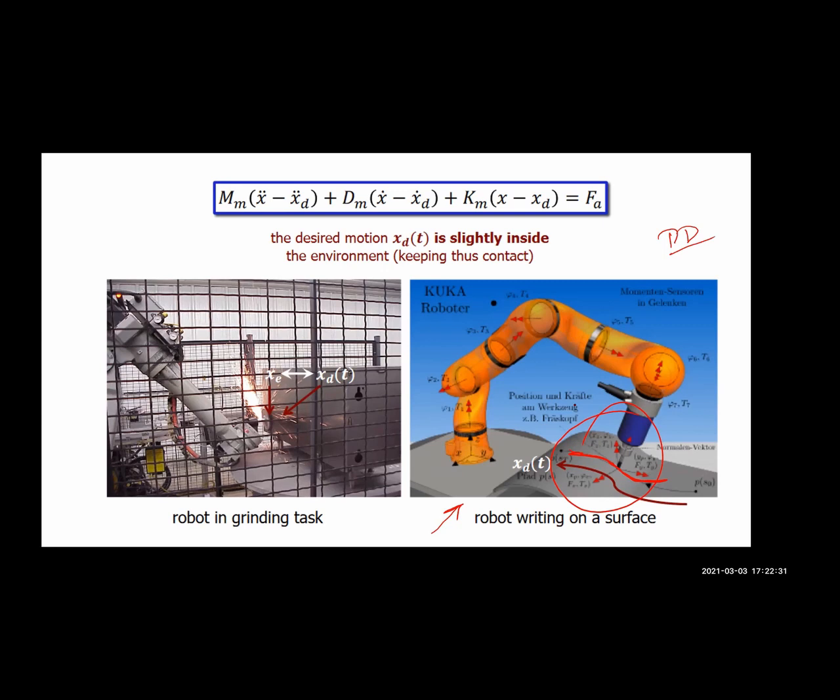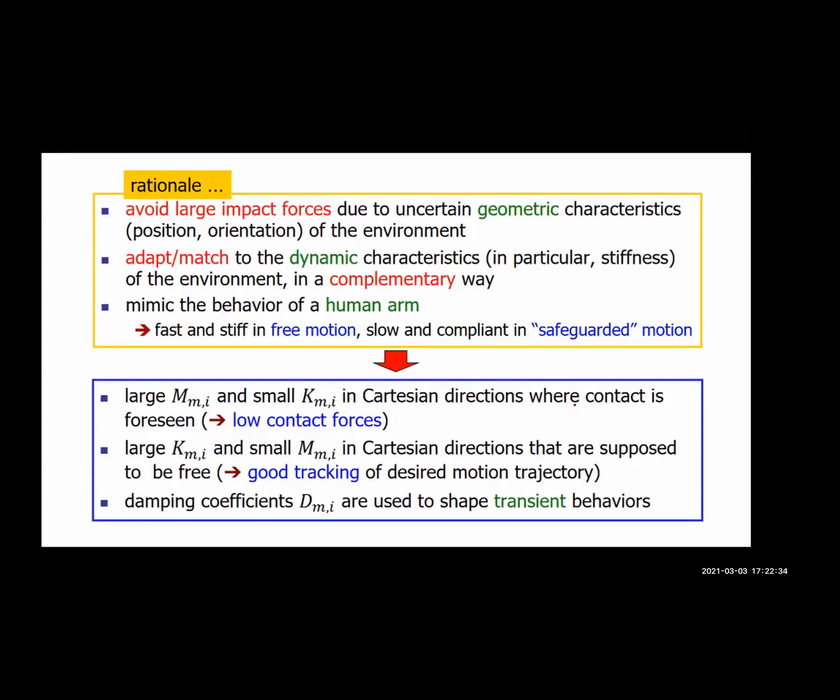Now, what is the rationale? As I just showed in a video some time back, to avoid large forces, you can make it very soft. To avoid impacts, you can play with the stiffness, by making the stiffness high or by making the stiffness low.